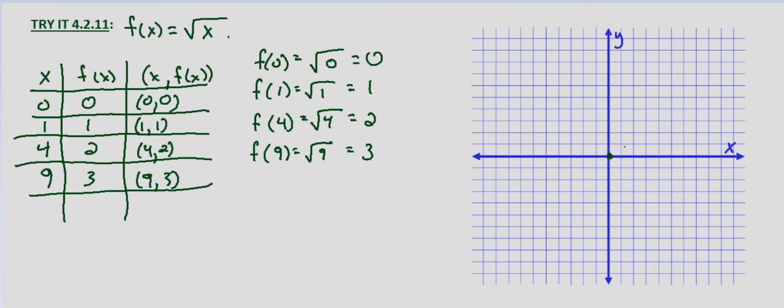(0, 0), (1, 1), (4, 2), and (9, 3). Connect the dots with a smooth curve. And this is the graph for f of x equals the square root of x.